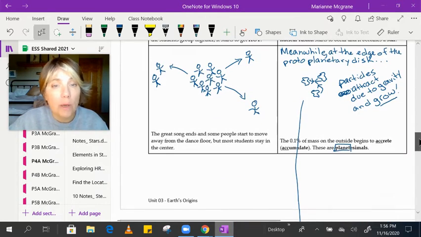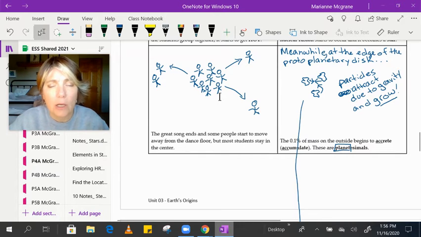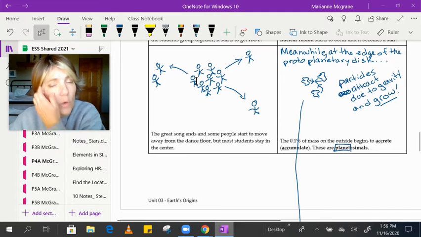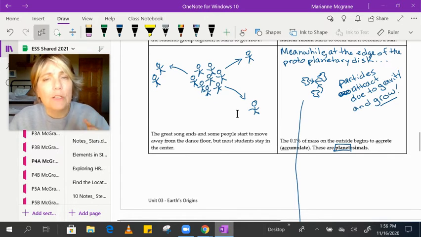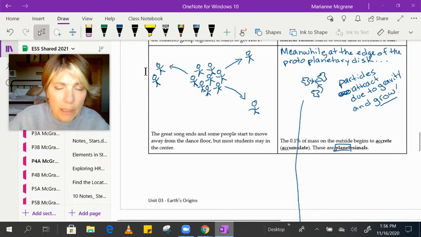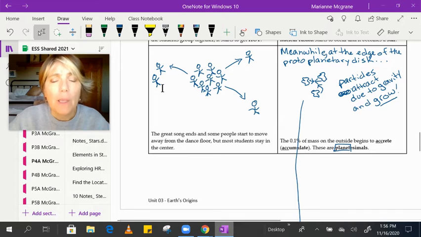All right. So the dance has been going on for a while. The great song kind of ends. Some people start to move away from the center because it's getting really hot in there. So this is going to represent, in our nebular theory story, the star again, the mass in the center. Most students stay there. It's really hot. And then at the outer edge of the dance, students are going to start to accumulate. They're going to bunch together.